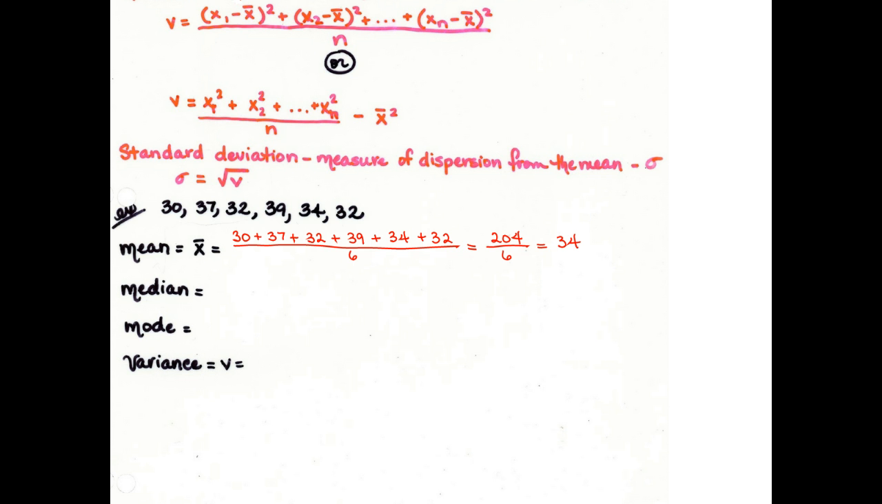Alright, then the second thing they asked me for here is the median. The median, again, is the middle number when we arrange our numbers in order from smallest to largest. So I'm going to first put these numbers in order from smallest to largest, and then I can go through and find the middle number.